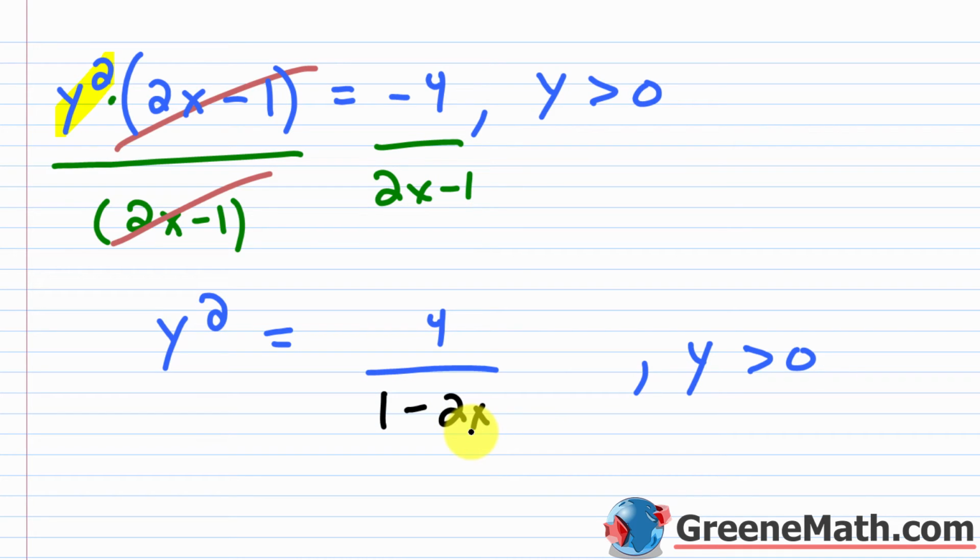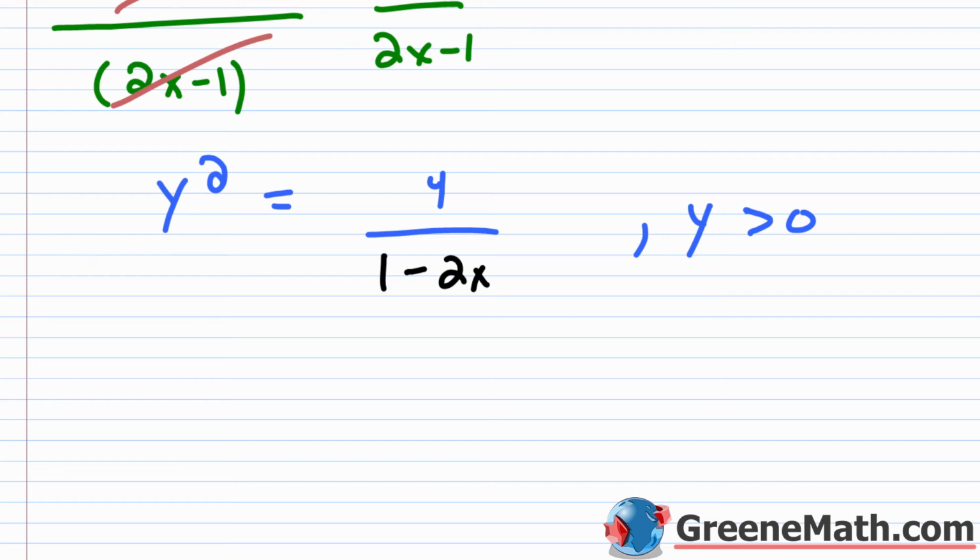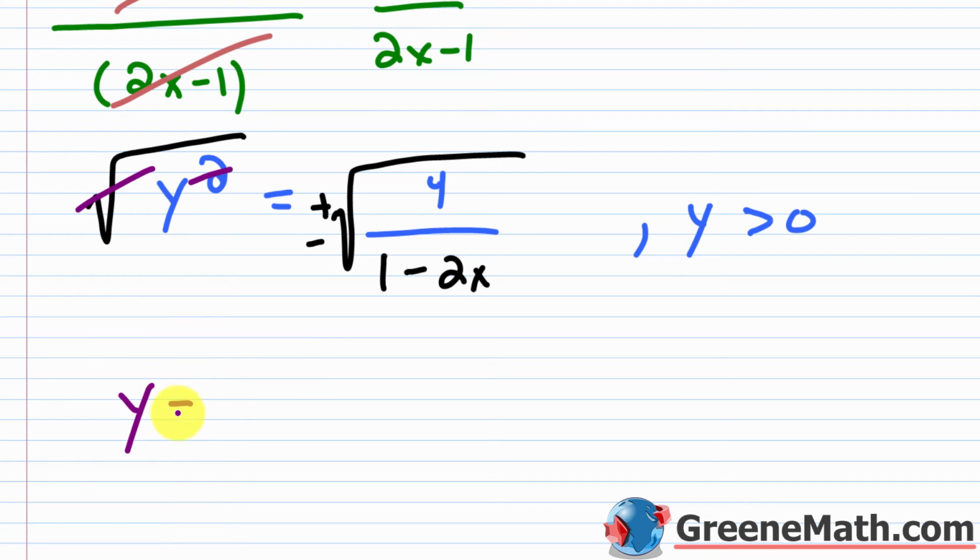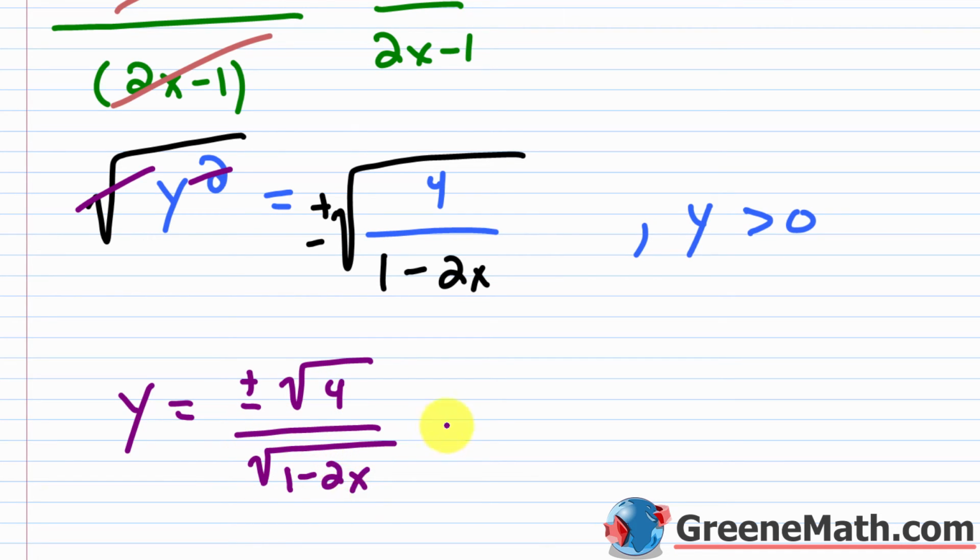Now all I really need to do, scroll down a little bit, to get y by itself is take the square root of each side. I'm going to go plus or minus over here. You're not going to need that minus, and I'll show you why in a moment, but for right now, let's just write it in for the sake of completeness. So this is going to cancel with this. I'll have y is equal to plus or minus the square root of 4 over the square root of 1 minus 2x. And let me copy that y is greater than 0, because we're going to need this right now.